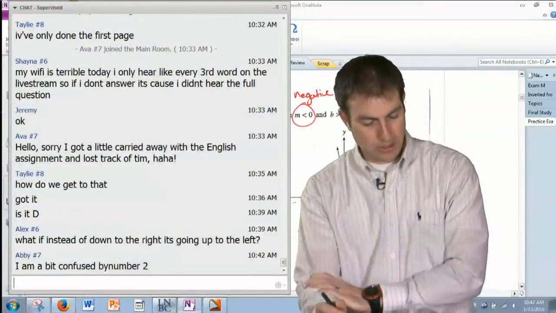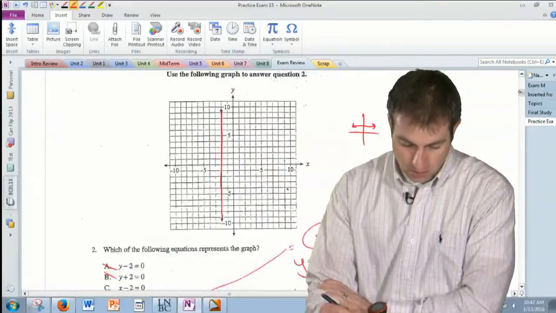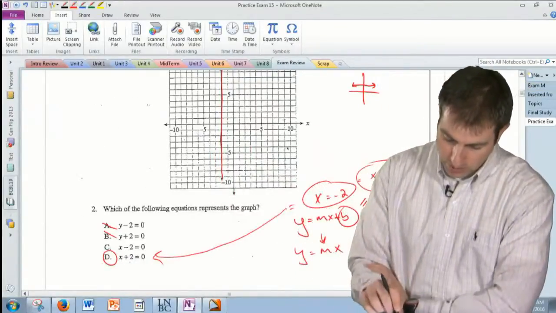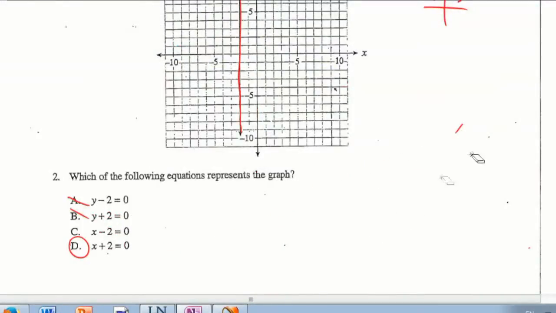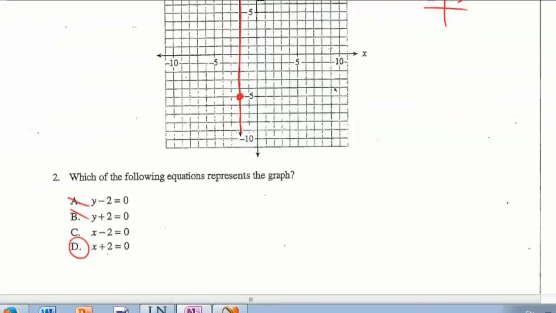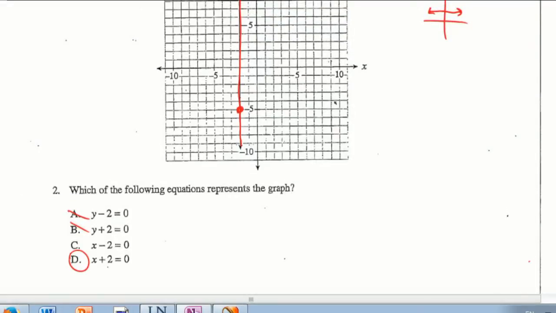So you're a bit confused by number two, okay. Trying to think of another way to explain it. Basically, it doesn't matter what y is. Y could be negative 5. X is going to be negative 2. Y could be positive 7 way up here, and x is negative 2. So it doesn't matter what y is. X is always going to be the same thing. So we don't have any y values in our line. I don't know.